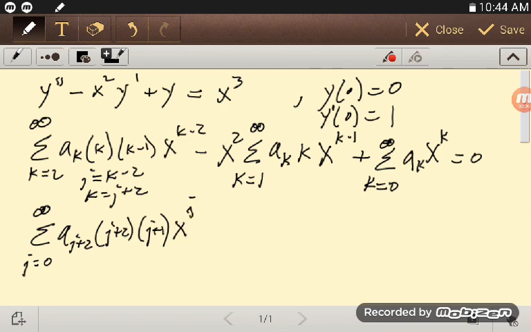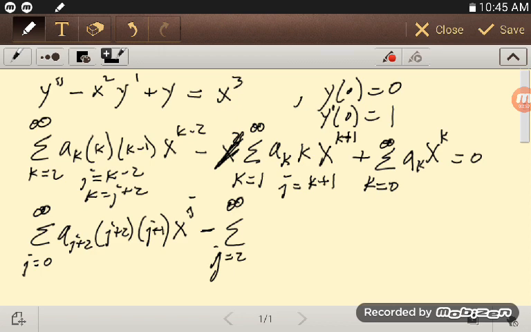Now here, notice that actually I've got this x squared. So x squared times each of these, it's going to add 2 to this k minus 1 exponent. So really what I have here is x to the k plus 1. So here I'm going to say, let j equal k plus 1. And so I'll have my minus again. So minus the sum. Well, if k is 1, j is 2. So this is j equals 2 to infinity.